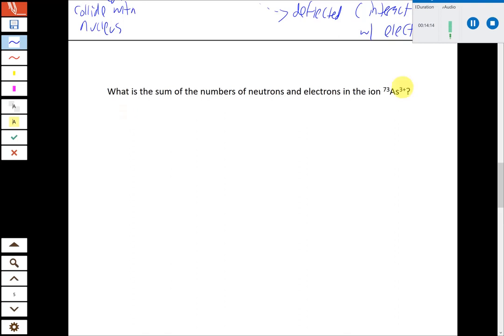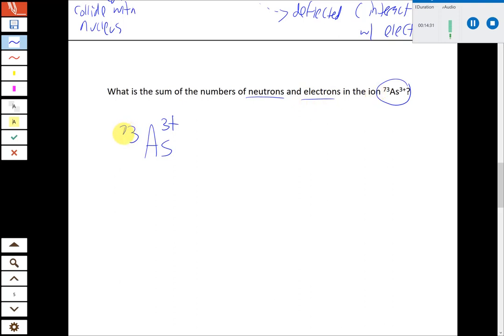So the first one here is, what is the sum of the number of neutrons and electrons in the ion 73As3+? We can write that out a little bit more largely here. So this is the ion that we're considering. We want to know neutrons plus electrons. We can get those in either order.